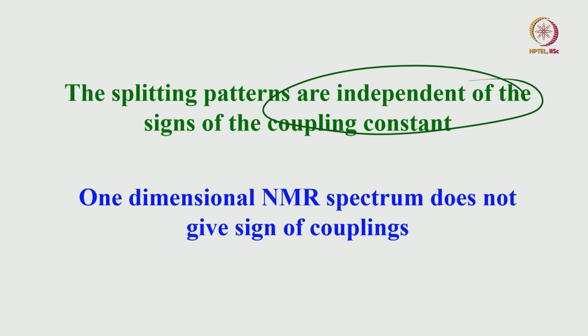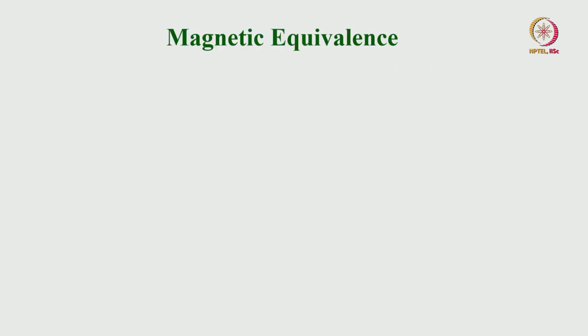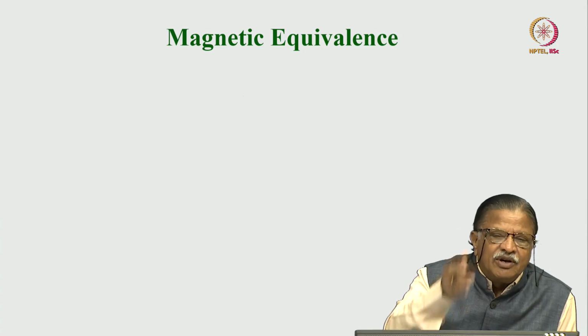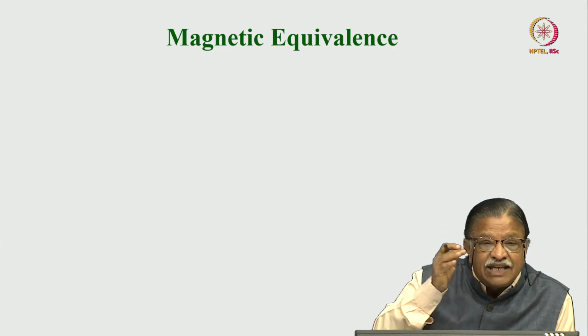So, if I give you the NMR spectrum, I will measure the coupling, but you cannot say whether it is positive or negative, because the spectrum remains invariant with the change in the sign of the couplings. This is what I wanted to tell you. So, I hope you understood how the sign of the coupling matters. It matters in the stabilization and destabilization of the energy levels, but as far as the real spectrum is concerned, you will not see the effect of it at all.